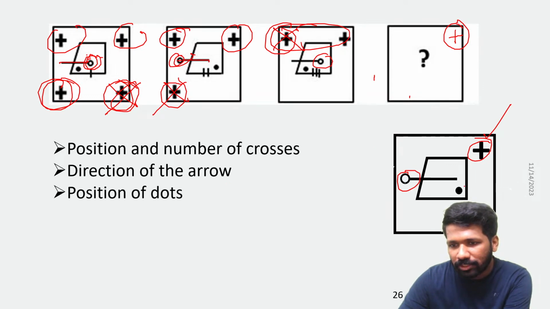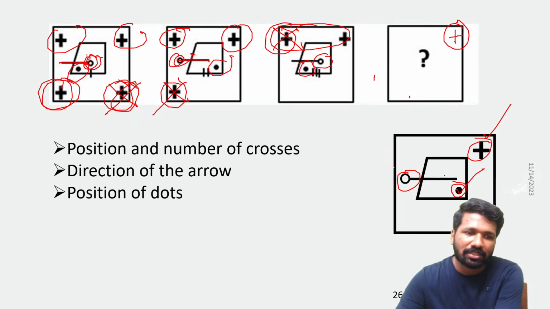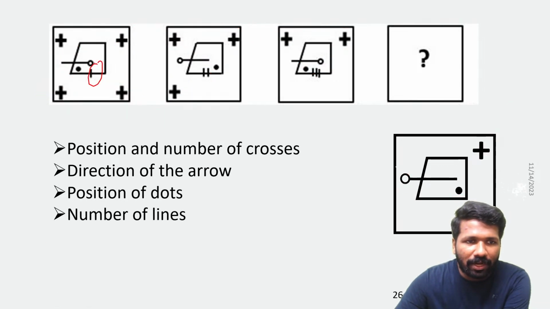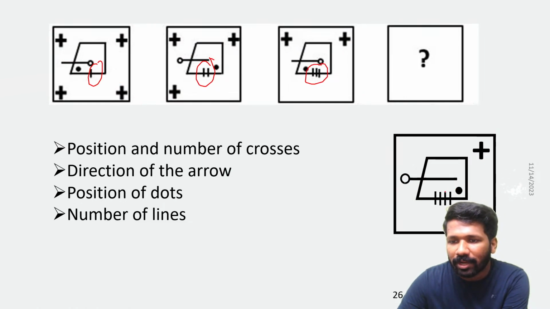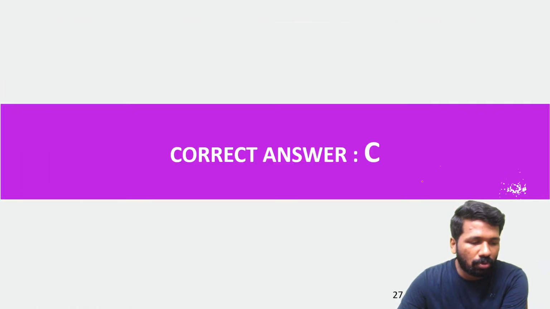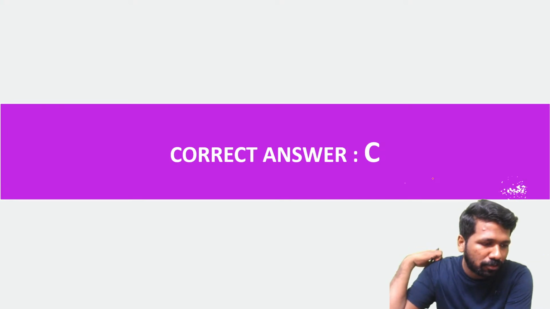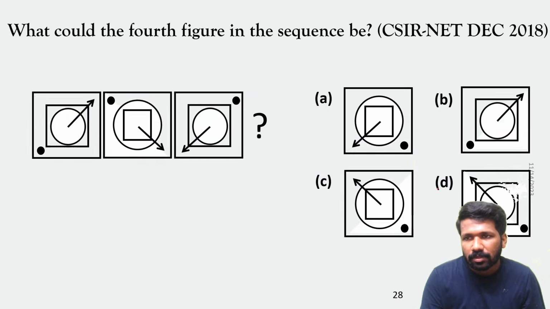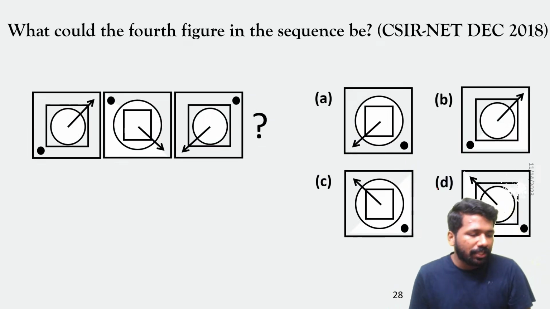Position of dots you can check. This dot, from here to here. Left, right, left. So it should be right next. Finally, the number of lines. Number of lines means this line. 1 line, 2 line, 3 line. So it should be naturally 4 lines next. So all these conditions are satisfied in option C. So clearly option C is the correct answer. That is also clear. Then try the next question.